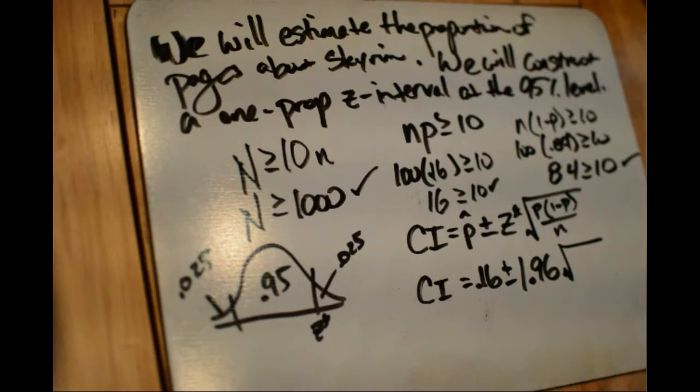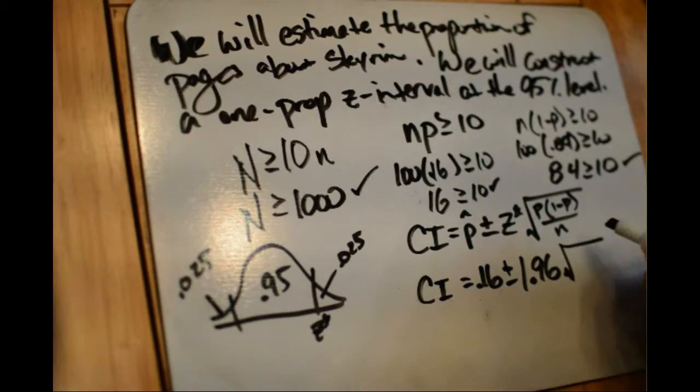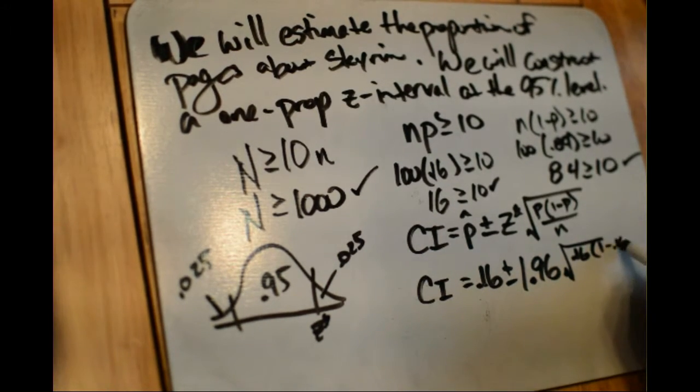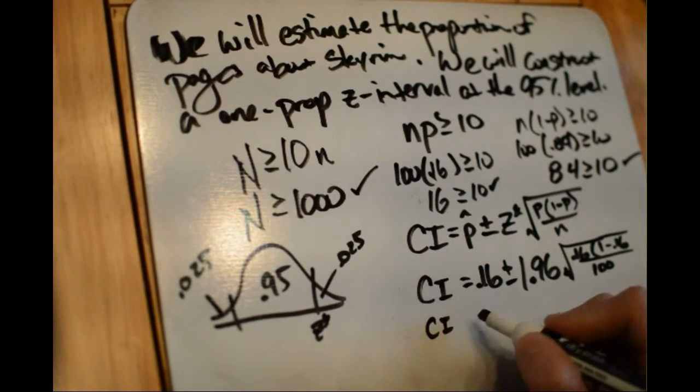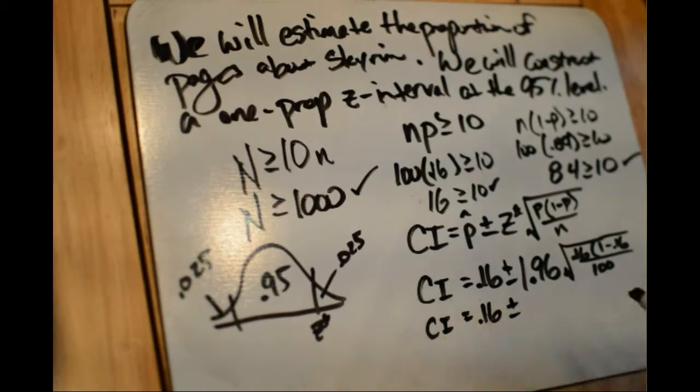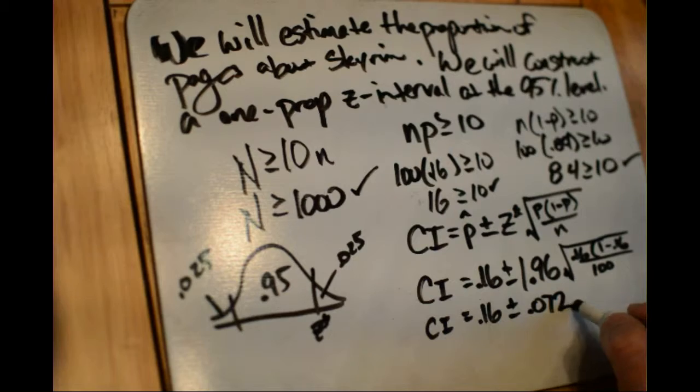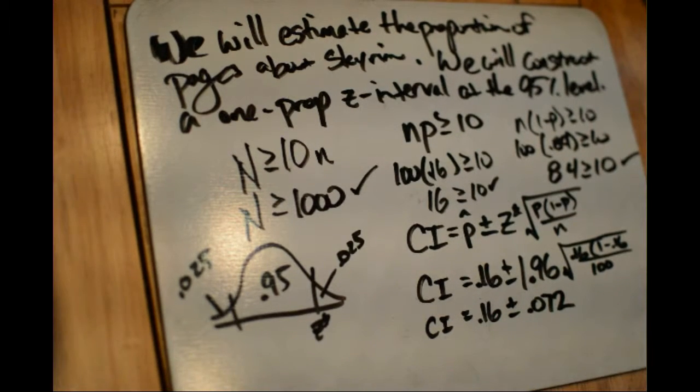So we have 1.96 times our p. We don't know p, so we'll have to use p hat in its place. The square root of 0.16 times 1 minus 0.16 over our sample size of 100, and our confidence interval is 0.16 plus or minus 0.072. That's our margin of error. So that takes care of step 3.